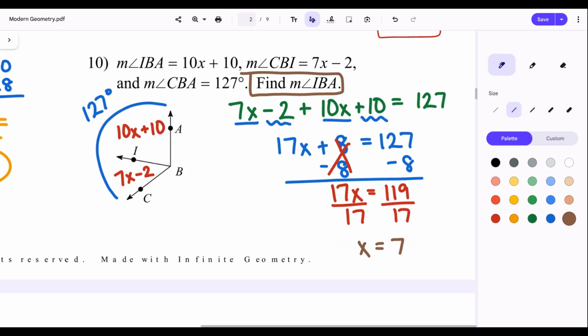I need to take this answer that I just got here, 7, and I need to plug it into this piece, the 10x plus 10. So I'm going to do 10 times the 7 now, plus 10. And so 10 times 7 would be 70, plus 10 would be 80. Again, if you wanted to check your work, you could take that 7, plug it into the other side. So 7 times 7 would be 49, minus 2 would give me 47 here. If I add 47 and 80, I get 127. So again, that just reassures that I set this up right and I got the correct answer.